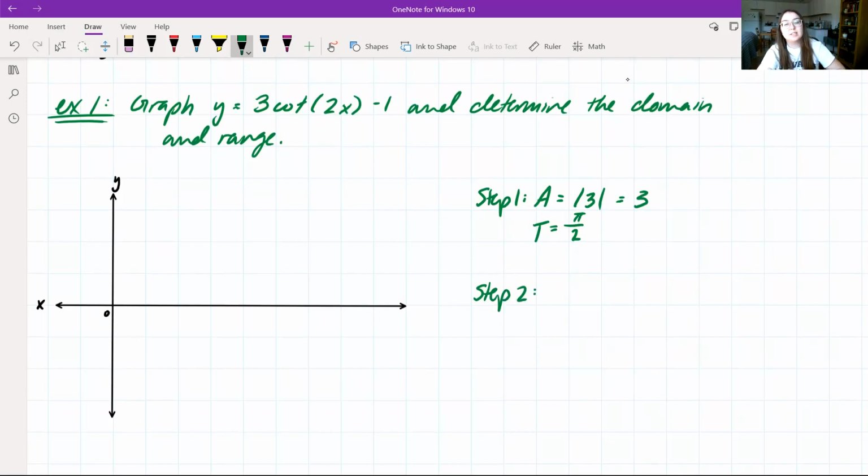So what we're going to see is that horizontal compression. We're now taking all of our important points and dividing them by 2. So step 2, now remember we want to create those 4 subintervals. So we take our period and we divide by 4. Our period was pi over 2. We're dividing by 4, and this means that we need to separate out our subintervals to each be of length pi over 8.